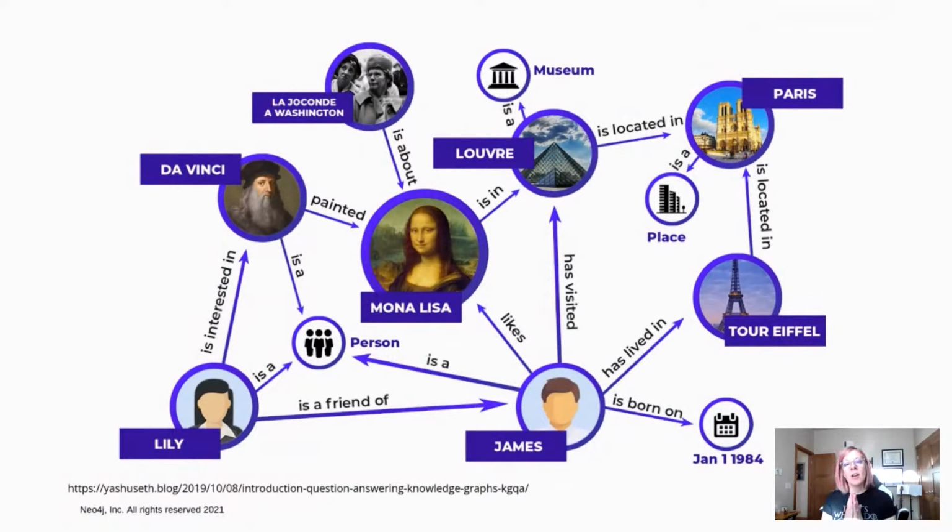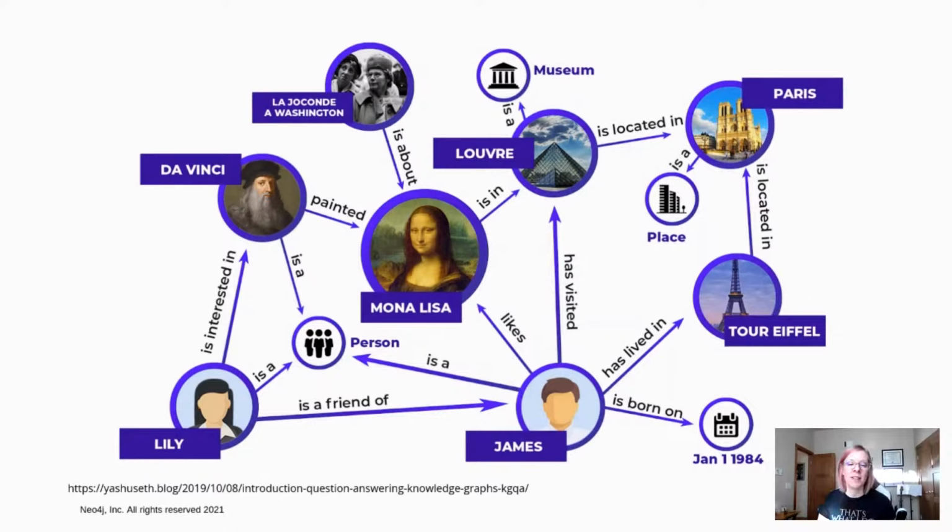All right, let's talk quickly about what a knowledge graph is. This is just a real simple one, a pretty common example. What we've done is created a knowledge graph around the Mona Lisa. The Mona Lisa is in the Louvre. We can see that it was painted by Da Vinci, but we also see some other bits here, like James. James likes the Mona Lisa, and James has visited the Louvre. James has lived in the Eiffel Tower? Probably not. This is one of those cases where we can get some noise just by doing some natural language processing.